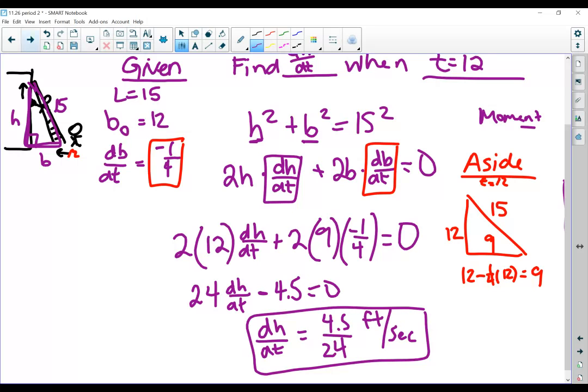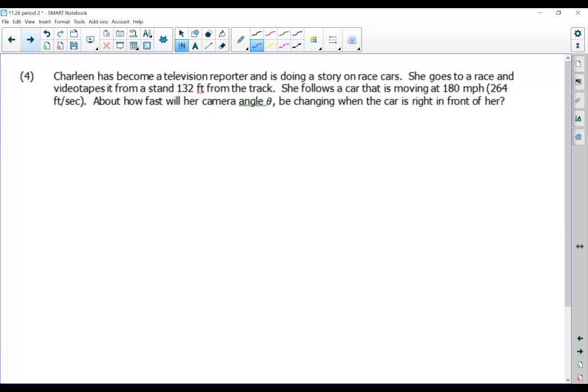Okay, let's try another one. Charlene has become a television reporter and is doing a story on race cars. She goes to a race and videotapes it from a stand 132 feet from a track. She follows a car that is moving 180 miles per hour, at 264 feet per second. How fast will her camera angle be changing when the car is right in front of her?